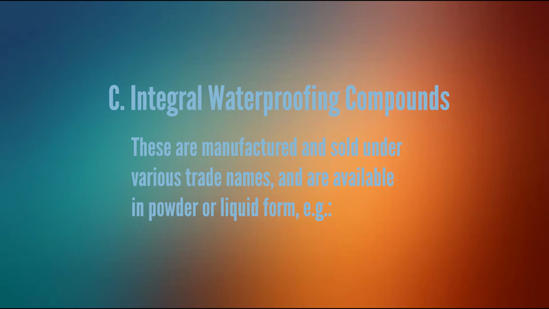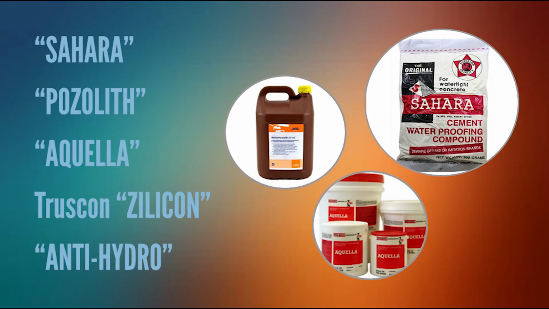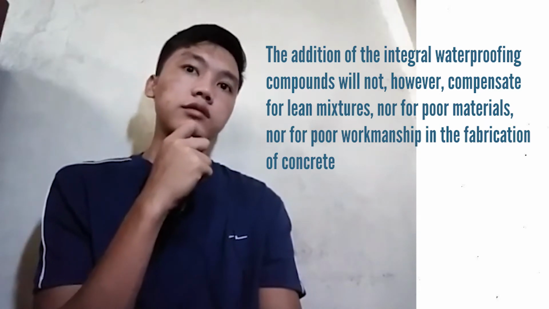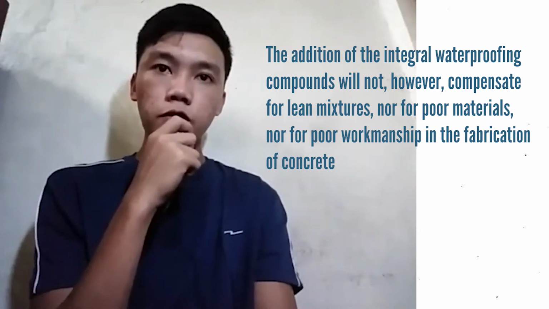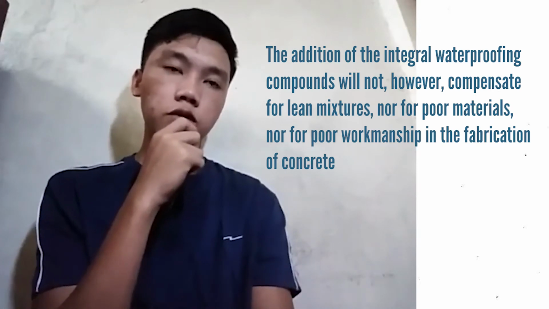And now let's proceed to the integral waterproofing compounds. These are manufactured and sold under various trade names and are available in powder or liquid form. Examples are Sahara, Pozzolith, Aquila, Trascon, Silicon, and Antihydro. The addition of integral waterproofing compounds will not, however, compensate for lean mixtures, nor for poor materials, nor for poor workmanship in the fabrication of concrete.